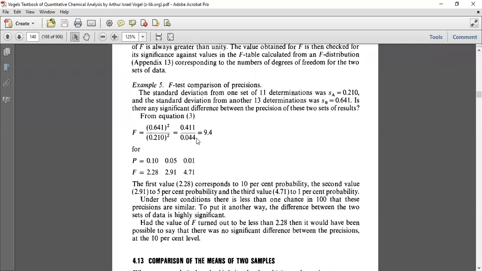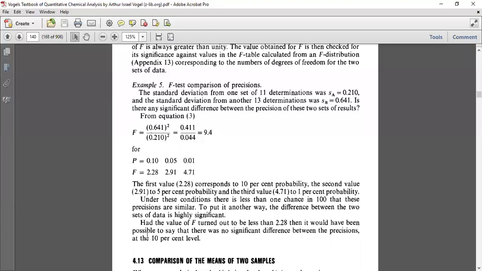So we have to repeat the procedure, or we have to again validate the result, whatever these two observations are. It means biases exist in the procedure. That justification we can write over here, because the value is far away from the standard values, right? So either you can mention that these precisions are similar, meaning there is a chance of 1 in 100, at least, that is 1% probability, 2.28. Or maybe we can write the difference between the two sets of data is highly significant.